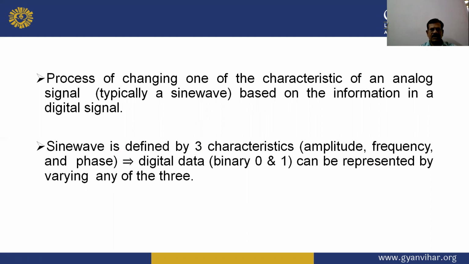Now, a sine wave is defined by three characteristics: amplitude, frequency, and phase. So these are the three characteristics of the sine wave. First one is amplitude, second frequency, and third one is phase. So digital data, or binary 0 and 1, can be represented by varying any of these three parameters.